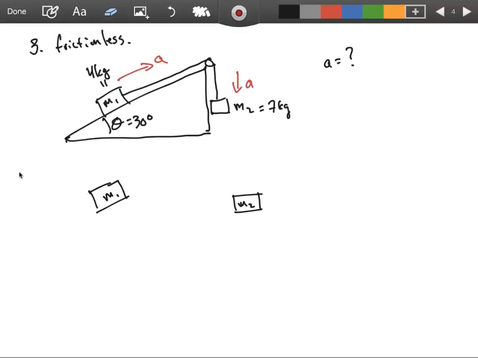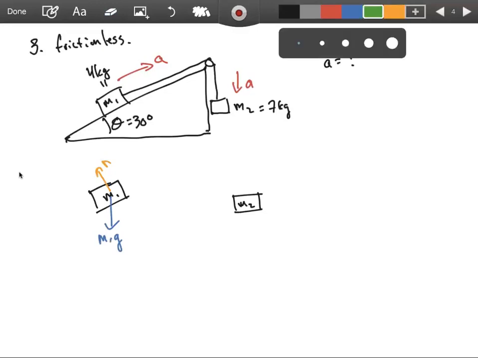So let's start labeling. Let's look at m1 first. m1 has a mass, so therefore it has to have a weight. So I have m1g downward. There's a normal force because it's on a surface. So my normal force is going to be off in this direction. And then it also has a tension. That tension will be trying to pull it up the plane. So this is my tension T. Now, I know it's also frictionless, so I can ignore the friction force. So that's it. There are no more forces on m1.